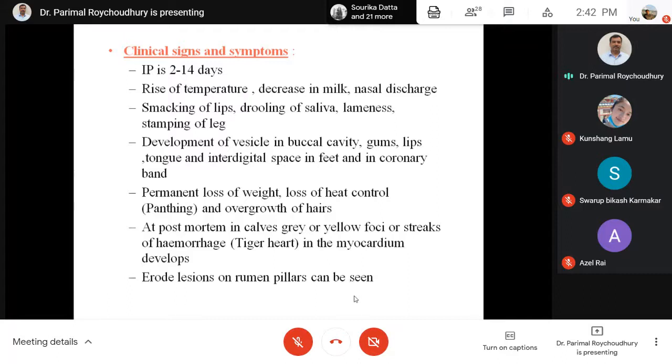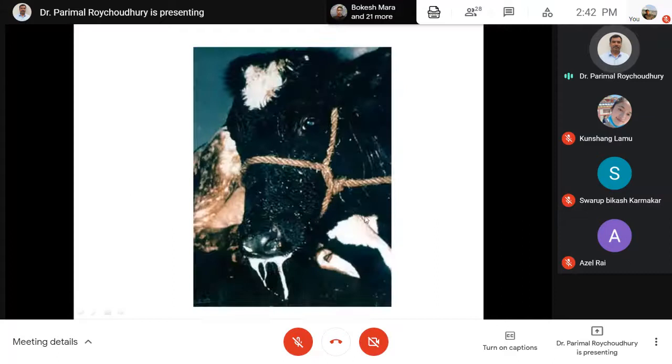And in the calf, if you do the postmortem, then you can find some dark and light patches of hemorrhagic streaks in the cardiac muscles, and sometimes it is described as a tiger heart condition. Of course, this is a very weak heart. So these lesions are not only restricted to the buccal epithelium; they may go to the rumen pillars, where inside the rumen also blister formation can take place, and the blister will rupture, and some raw surface area will develop.